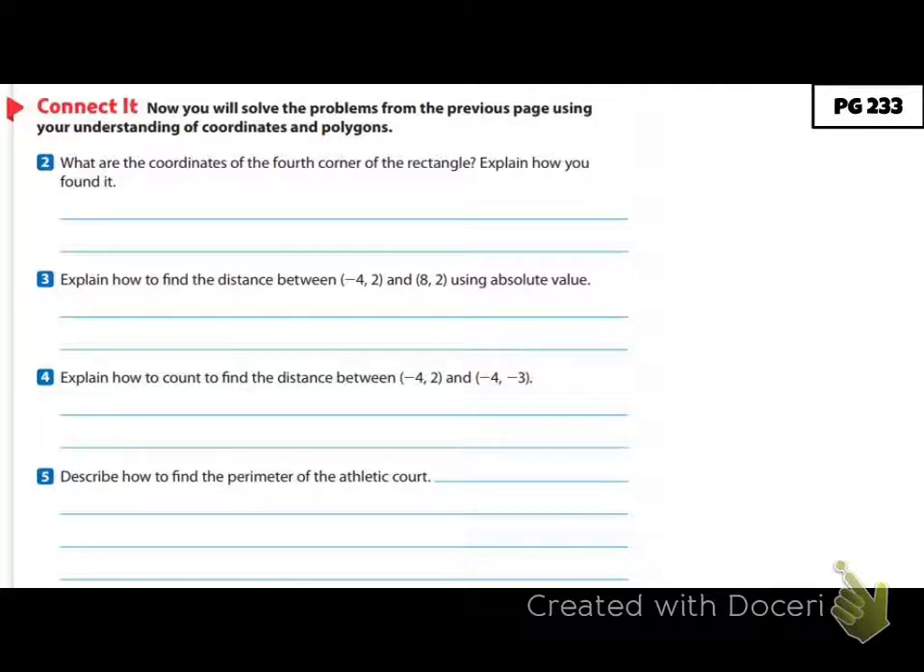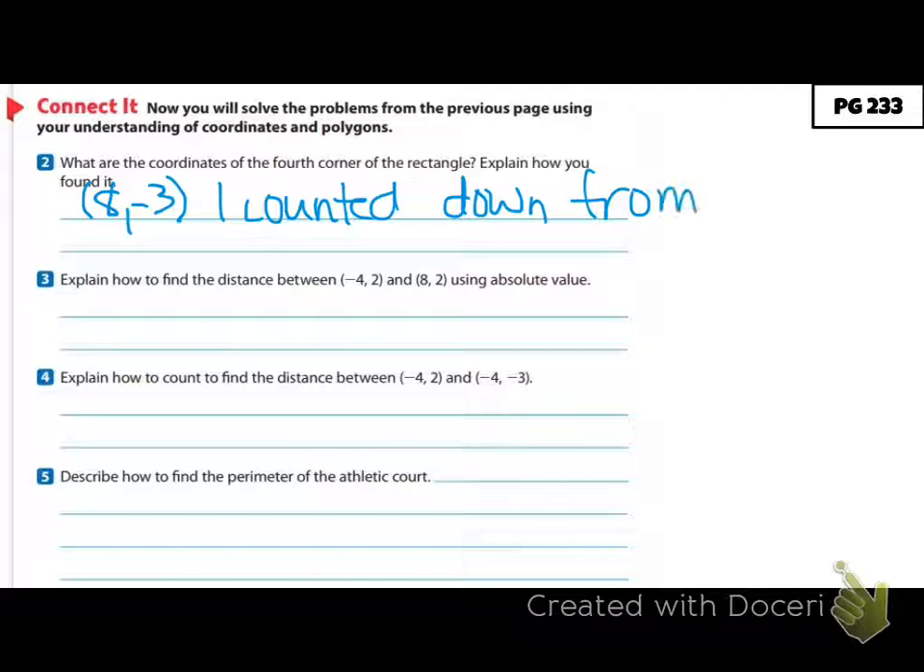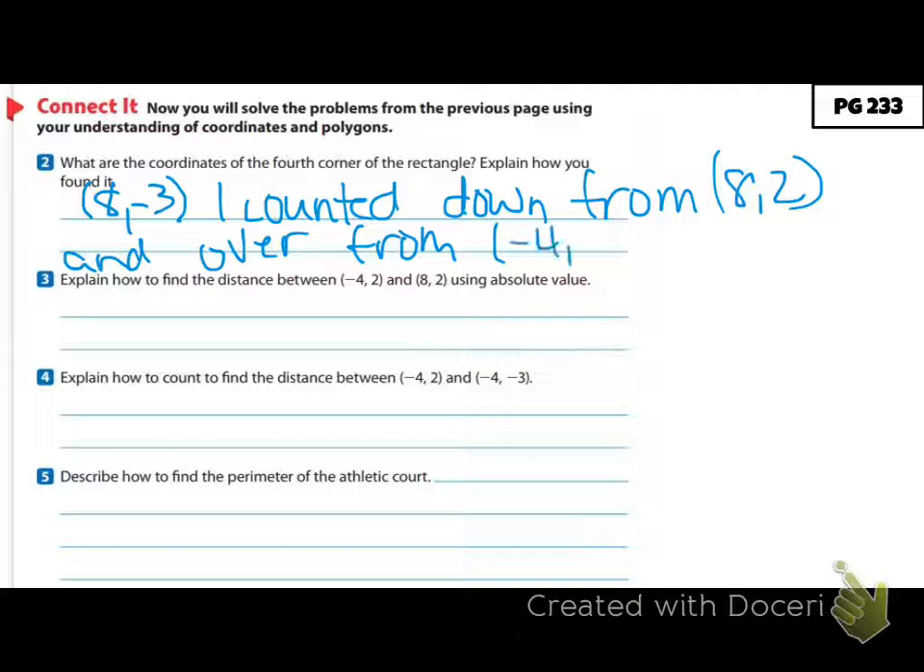So let's go through and answer a couple questions about this. Number 2, what are the coordinates of the 4th corner of the rectangle? Explain how you found it. Well, based off that previous page, we know that the coordinate would be 8, -3. And you could say I counted down from 8, 2, and over from -4, -3 until they met.